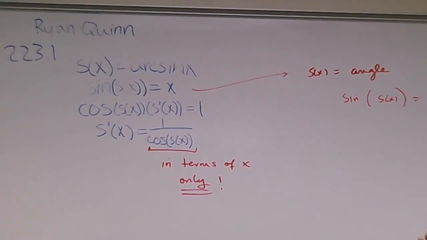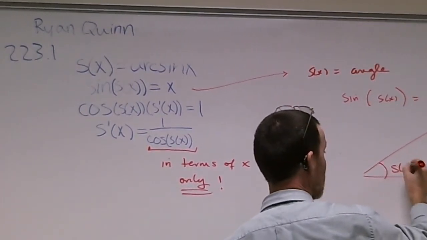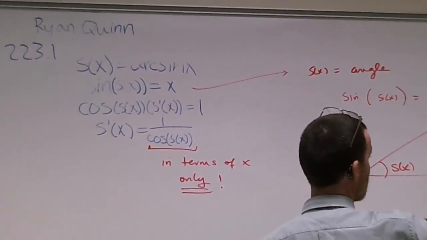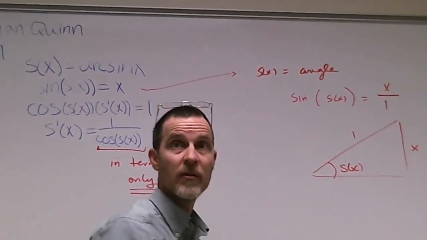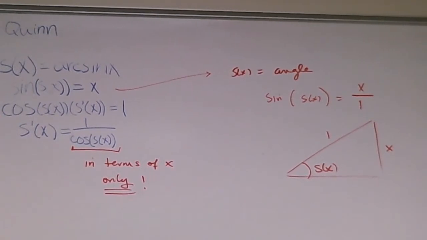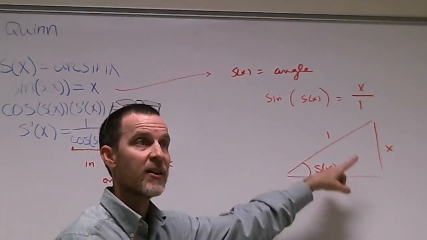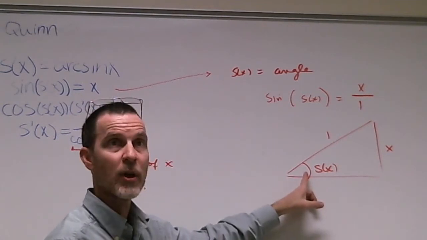Now, what's our rule for sine from high school trig? Sine is opposite over hypotenuse, right? So if I draw a triangle here, and this is my angle, s of x, then this must be x, and this must be 1. Now, why am I doing all this? Because I want to figure out what cosine of this angle is, and if I can finish out the triangle, I can find out what cosine is.